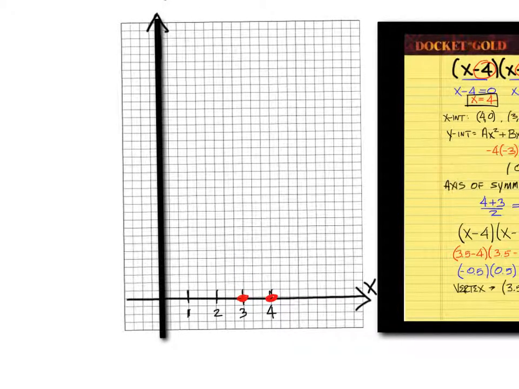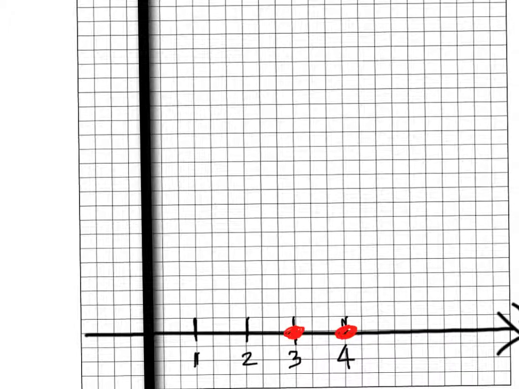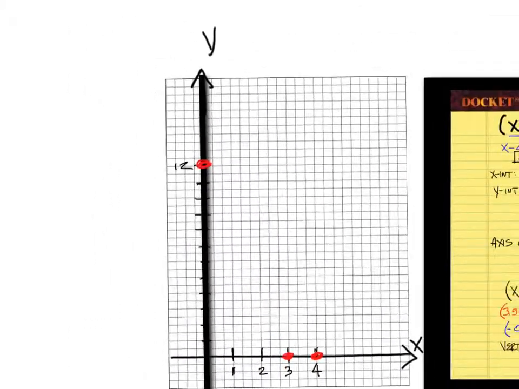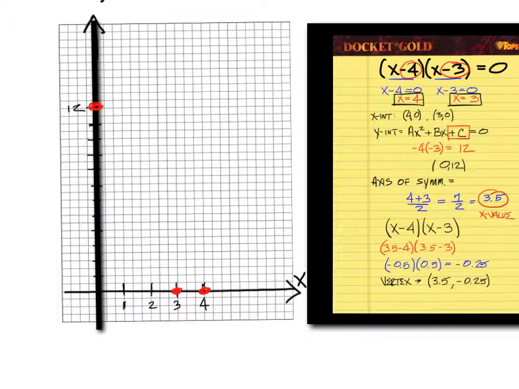We might be able to skip every 2 on this one. Maybe. We'll see what happens. So if this were 1, that would be 2, 3, 4, 5, 6, 7, 8, 9, 10, 11, and I think we can get in 12, yes. So there's 12 on the y-axis, and that is the y-intercept. So the graph is starting to take shape.